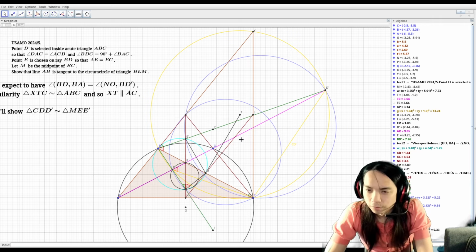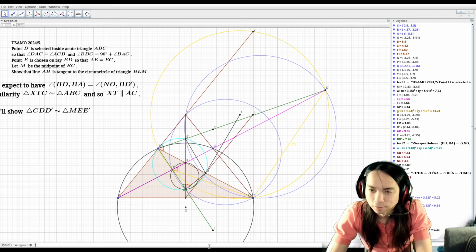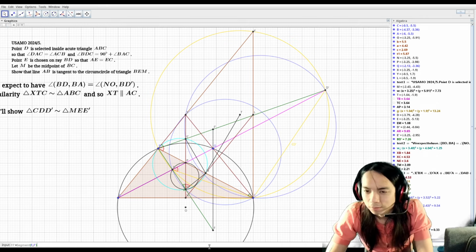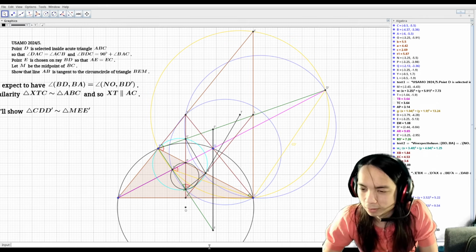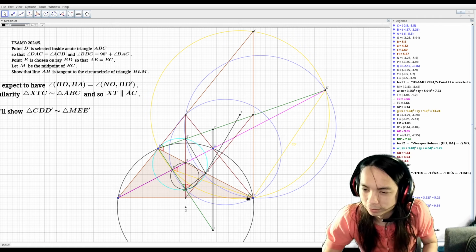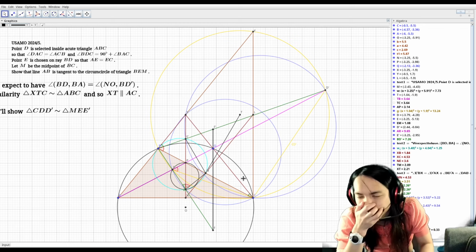Okay, what's going on? I want a spiral similarity that maps CF prime to CDD prime, or equivalently that maps CFD to CF prime D. Which will occur as long as I get some cyclic stuff. And the upshot of this is it passes through Q, so that's a good sign.